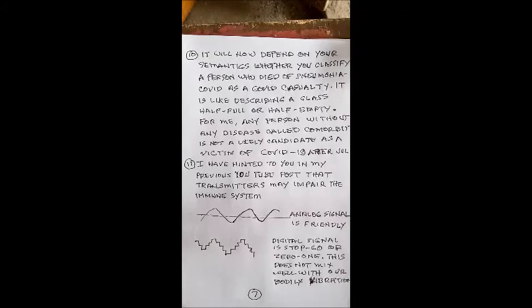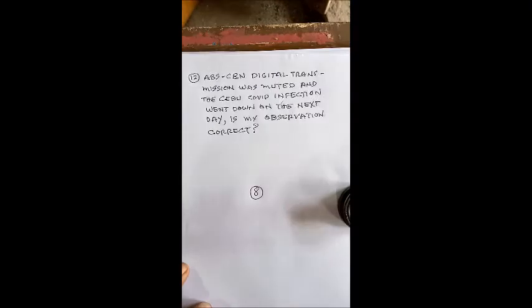I have hinted to you in my previous post that transmitters may impair the immune system. I am now showing you here the analog signal. The analog signal is a smooth wave that goes up and down. It is friendly. While the digital signal, which carries more information, is stop-go or 0-1. Stop and go. This does not mix well with our bodily vibration. Continuing, ABS-CBN digital transmission was muted and the Cebu COVID infection went down on the next day.